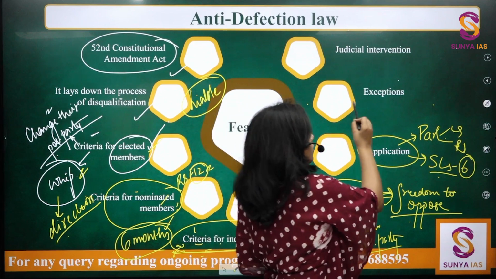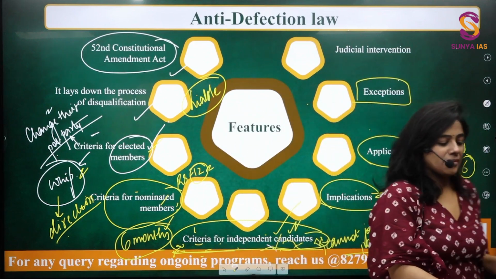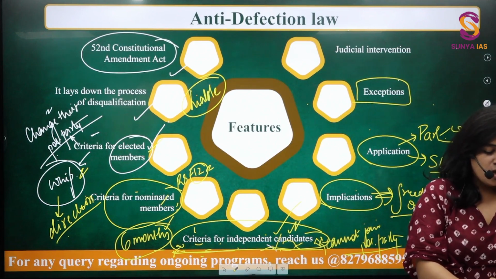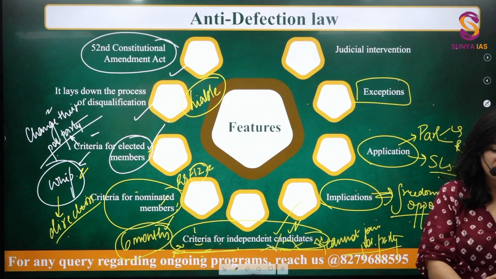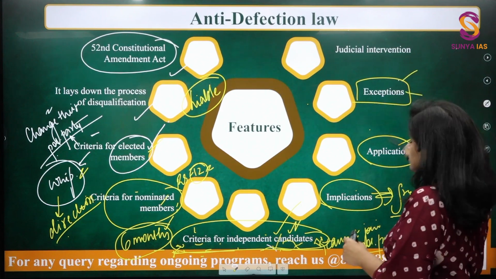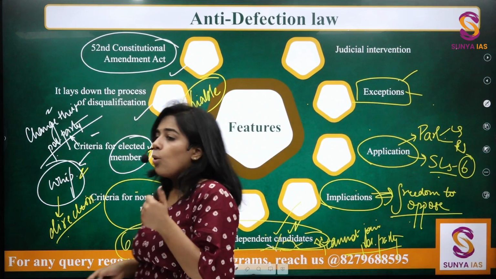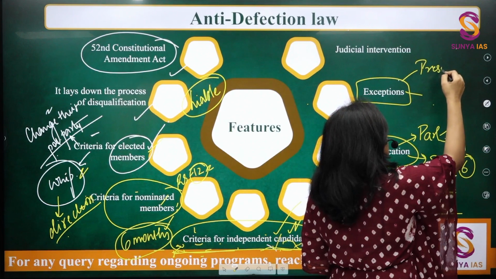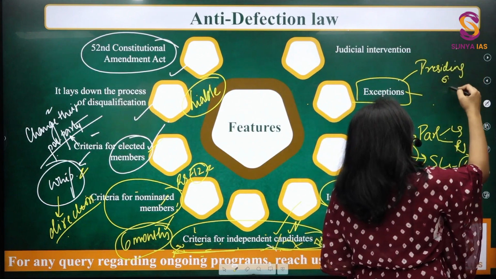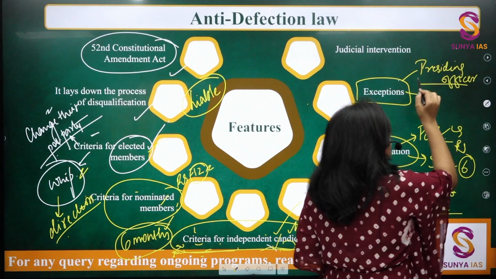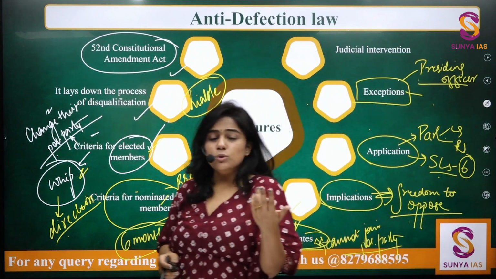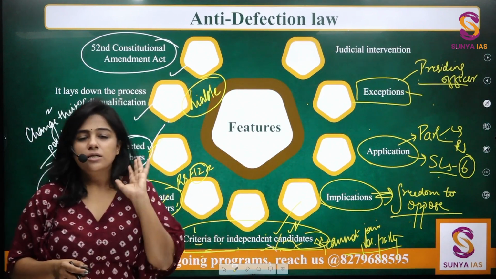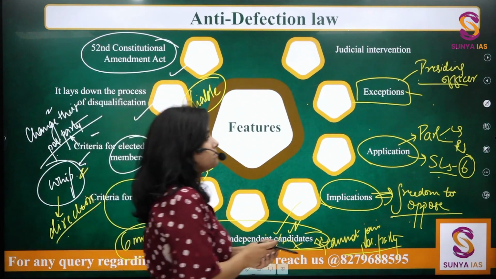Now, there are exceptions. And the exceptions are very interesting because the exceptions do not actually get used. See, there are 2 exceptions to this particular law. One is that if you have been appointed as the presiding officer. Who is the presiding officer? In Lok Sabha, it's the Speaker. In Rajya Sabha, it is the Chairperson. That is the Vice President of India.